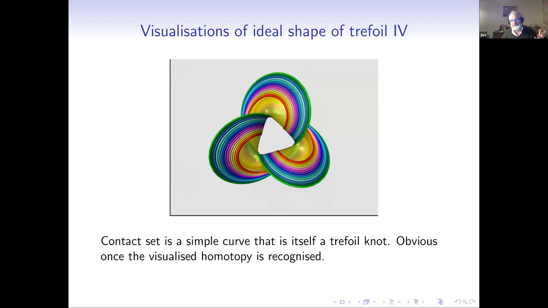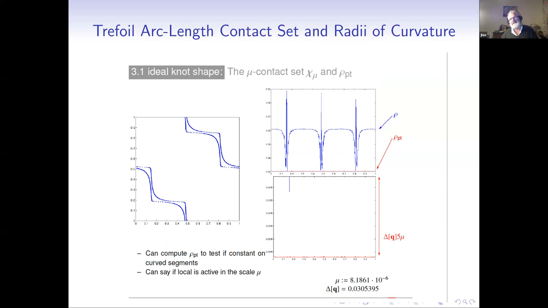So initially I said, that's weird. Why should it be a trefoil knot? Actually, if you think about it, why not? But anyway, okay, fine. So that's the contact set in 3D. But now there's various plots here. Actually, I'll start with this one. So the first statement is the necessary condition was that the global radius of curvature condition was constant. So that's that red line.